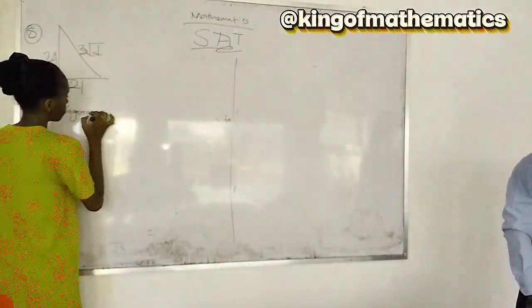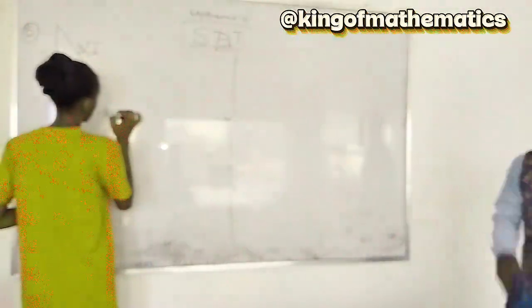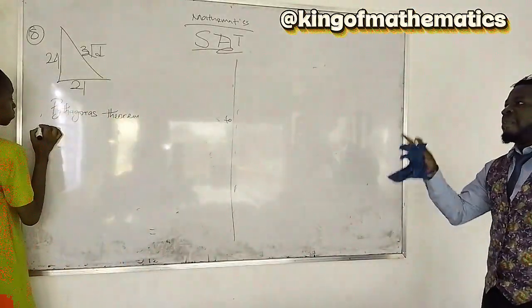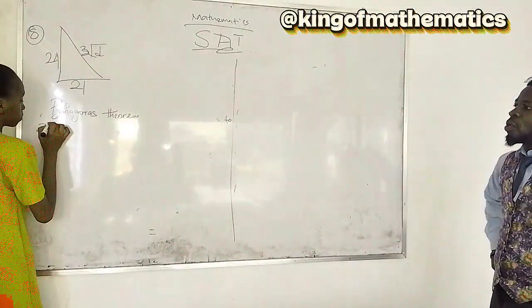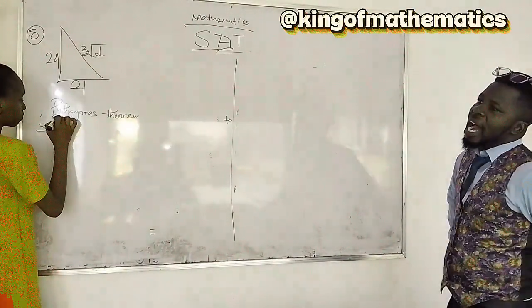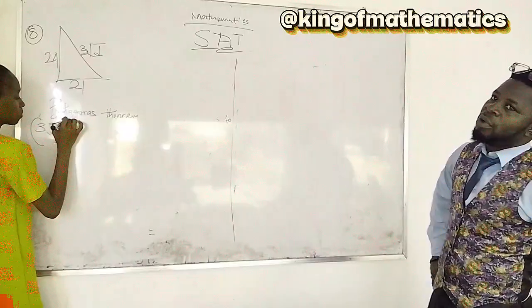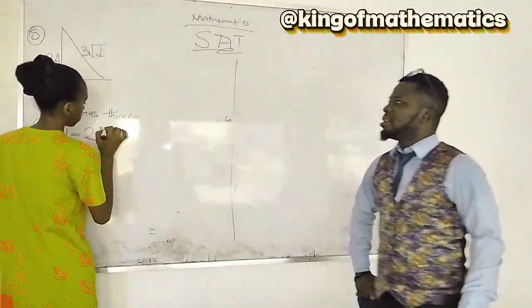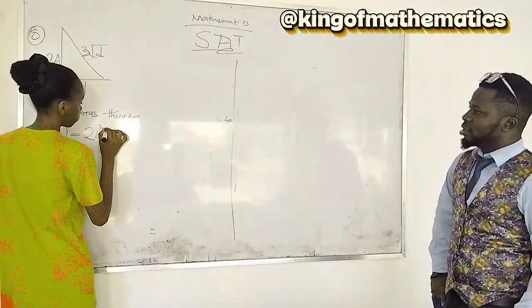So you use Pythagoras theorem. But if you don't know Pythagoras theorem, that means you'll be having problem with this question. It says hypotenuse squared is always equal to opposite square plus adjacent square. And I guess that's what she's doing.